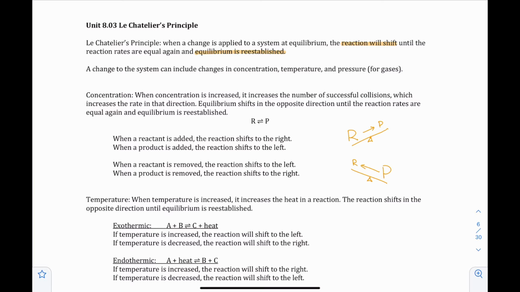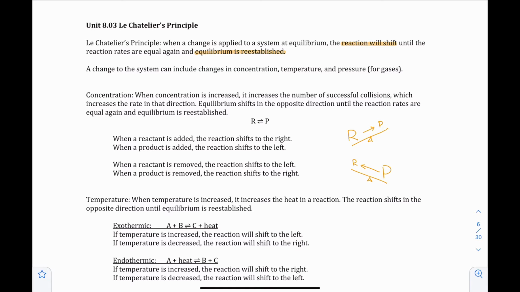The first change we'll discuss is a change in concentration. When concentration is increased, the rate of a reaction will increase in that direction, so the reaction will shift to the opposite direction to reestablish equilibrium. When concentration is decreased, the rate of the reaction will decrease in that direction, so the reaction will shift toward that direction to reestablish equilibrium.